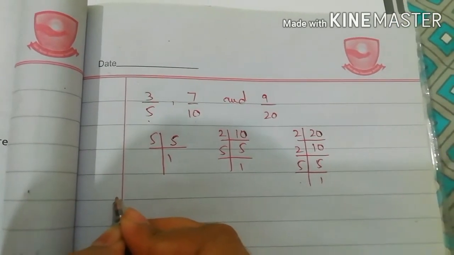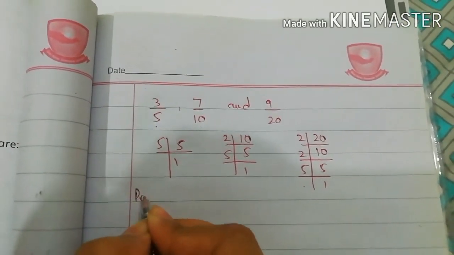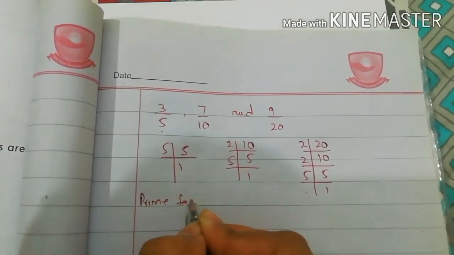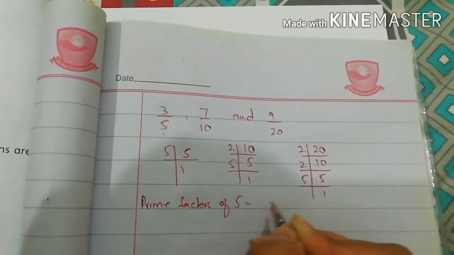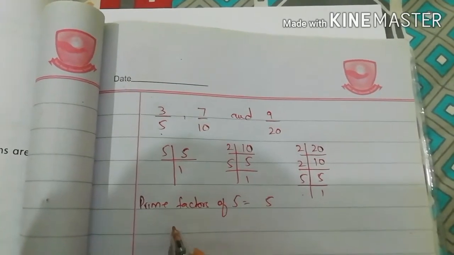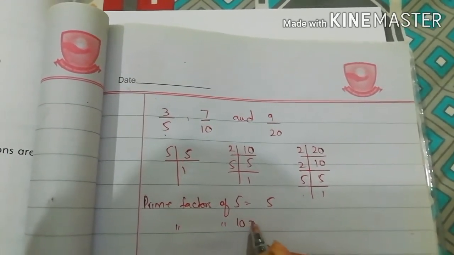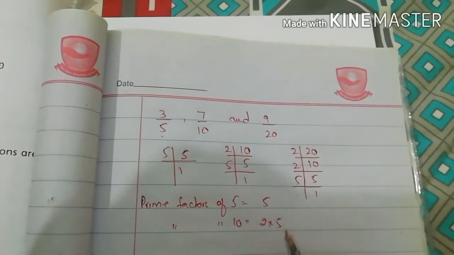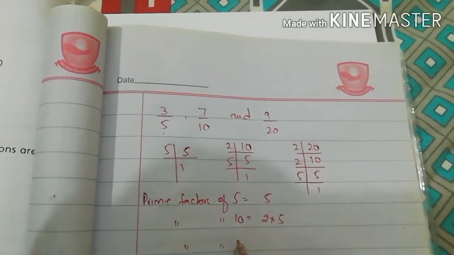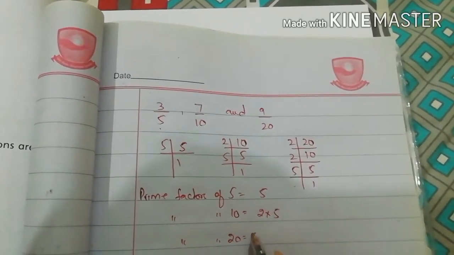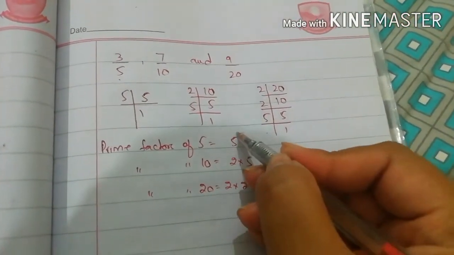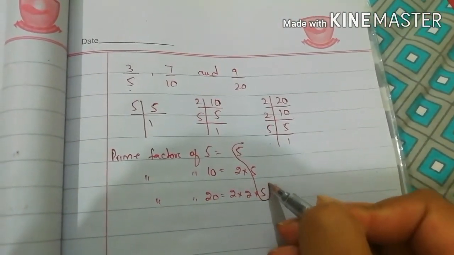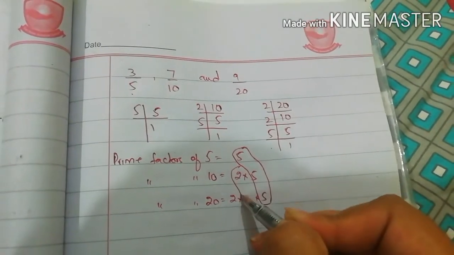Now the prime factors of 5 are 5 and the prime factors of 10 are 2 into 5 and the prime factors of 20 are 2 into 2 into 5. So the common factors are 5 and 2.